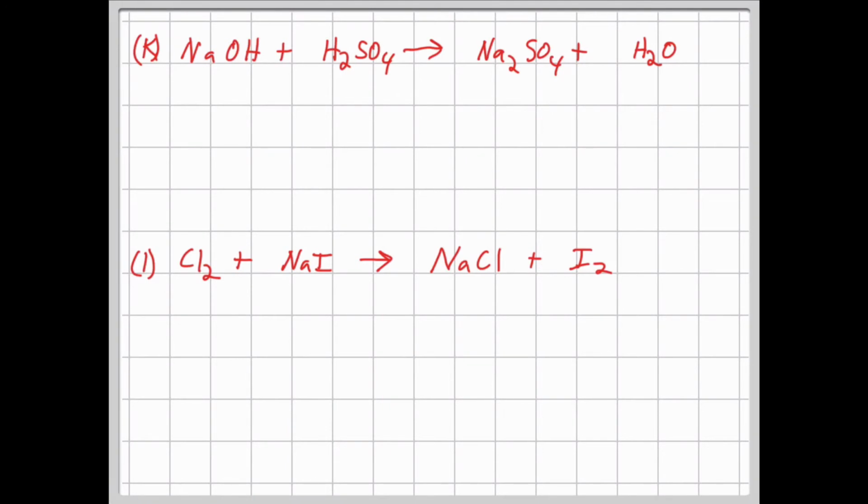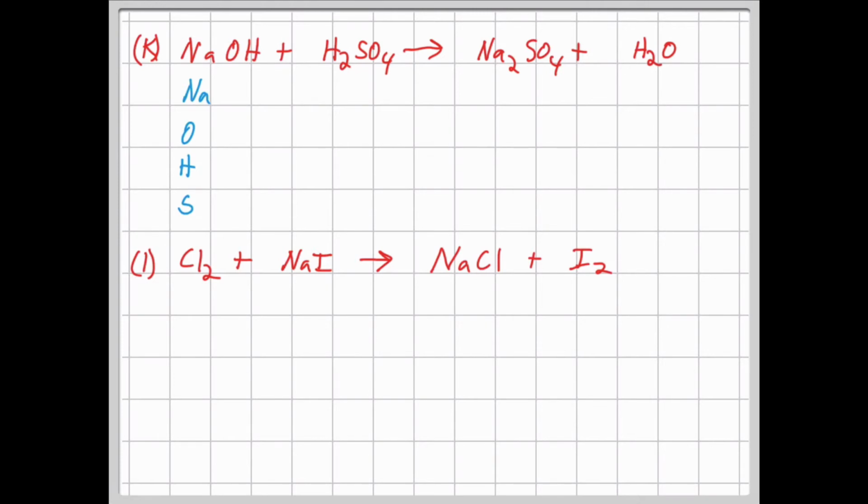Here we have an acid-base neutralization reaction. Sodium hydroxide is a base, and that combines with sulfuric acid to give us sodium sulfate and water. Sodium sulfate is a salt. So we have sodium, we have oxygen, we have hydrogen, we also have sulfur in this reaction.